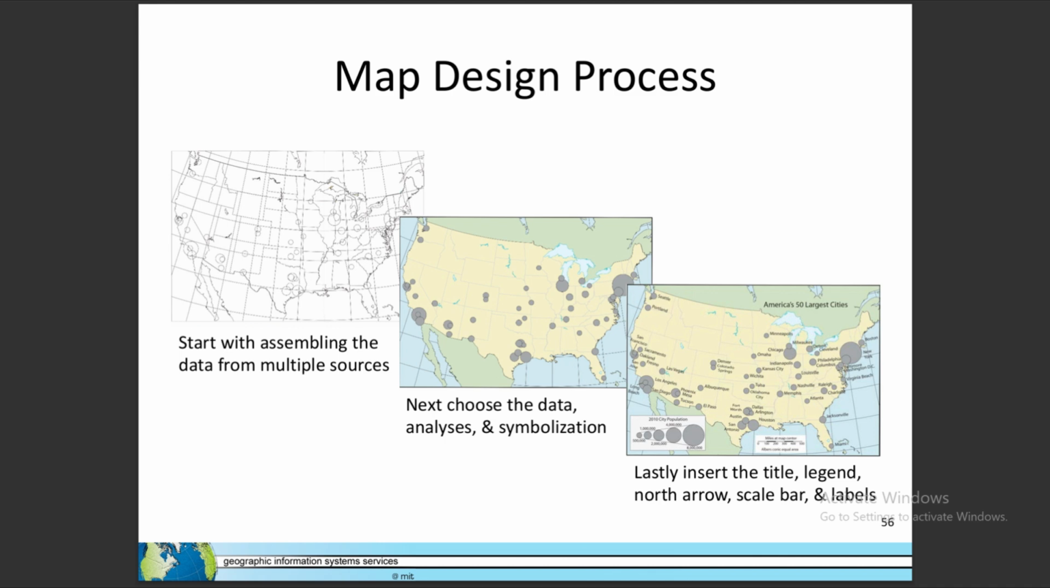Stage 3. Insert finishing elements. Title, legend, north arrow, scale bar, and labels. These are the elements that turn a data display into a professional, communicable map. The example here shows this progression from a blank outline map of U.S. cities to sized proportional circles to a fully labeled and titled final map.